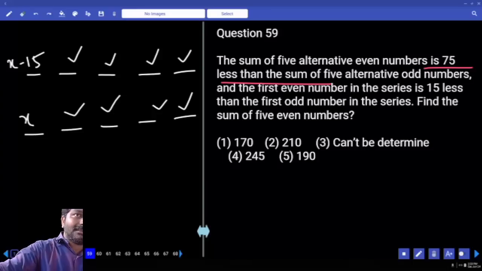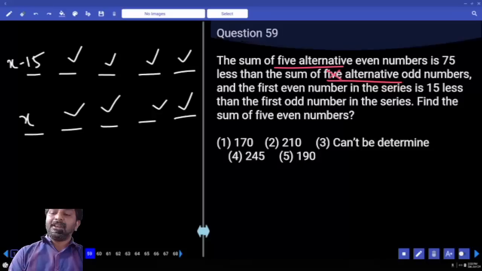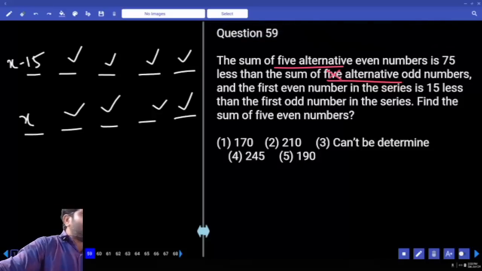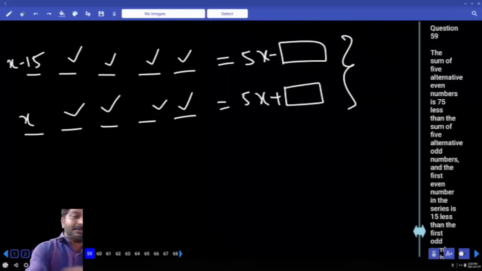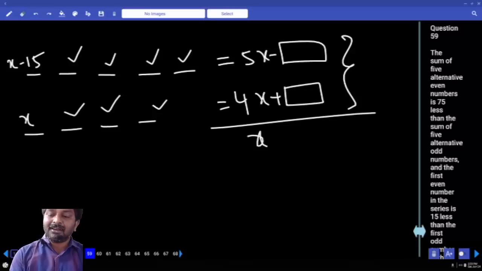Understood? Yes. If the number of numbers are different, say 5 alternative numbers and here 4 alternative, apart from 5, if there is any other number. Suppose there are 4 odd numbers, then when you take the sum, you get 4x. And then if you take the difference here, can you get the x value or not? Yes.